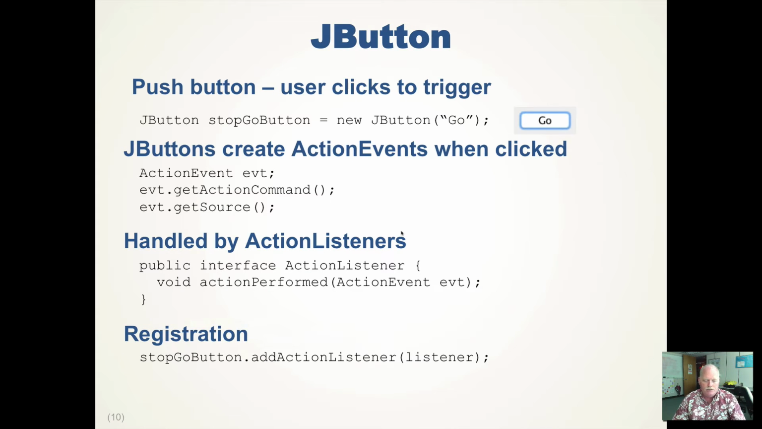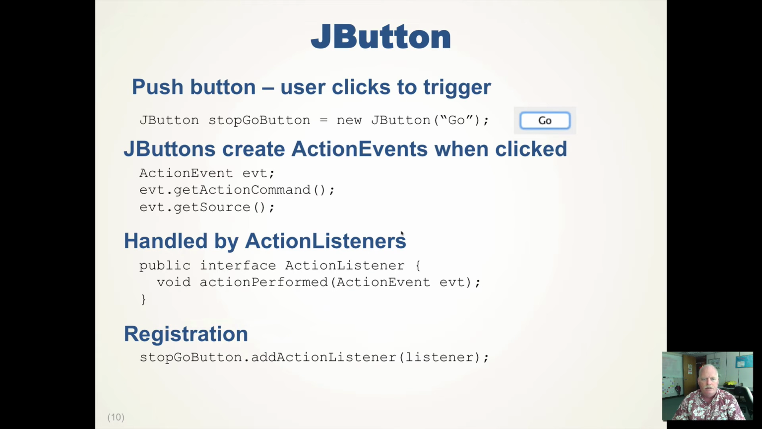And of course, in all eventing, we need to actually register the listener to the particular button or item that we're interested in. So we can say stopGoButton.addActionListener with the listener that we created. And therefore, whenever the stopGoButton is pressed, our listener's actionPerformed method will be run with the action event. So we can do all those kinds of things. Simple action events are generated, we handle them with listeners, we register them.